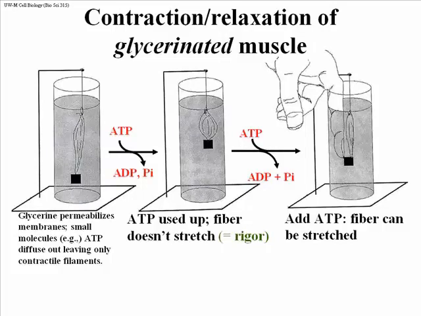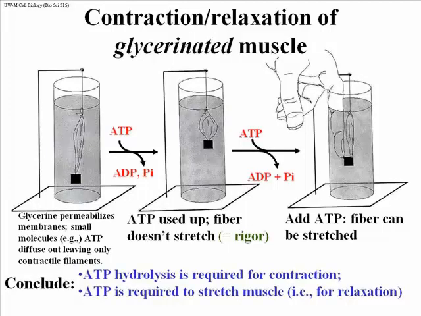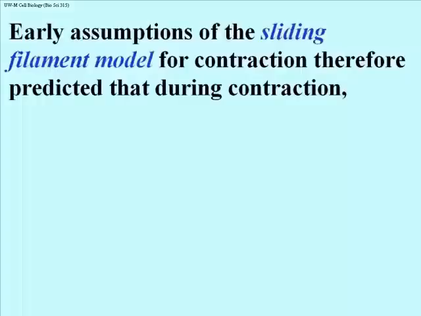will remain elevated. But as soon as you add ATP, and for as long as ATP is still there, the fiber can be stretched. So obviously that implies that you need ATP in order to stretch, i.e. to relax a muscle. And that's what the conclusions here are. ATP hydrolysis seems to be required for contraction, but ATP is also required for relaxation, to stretch the muscle. And that's the paradox.